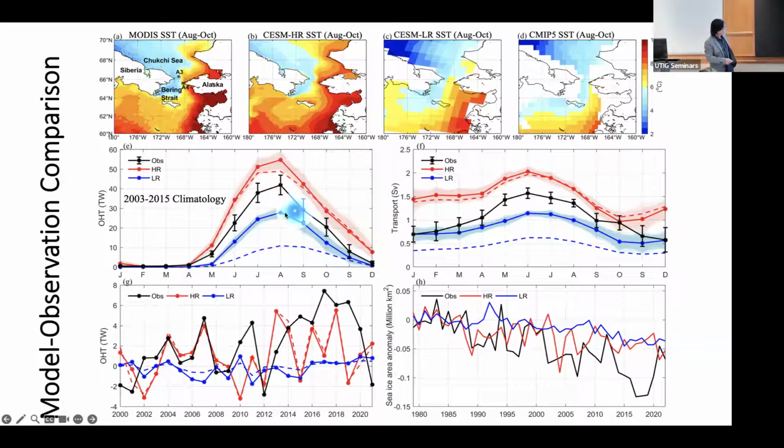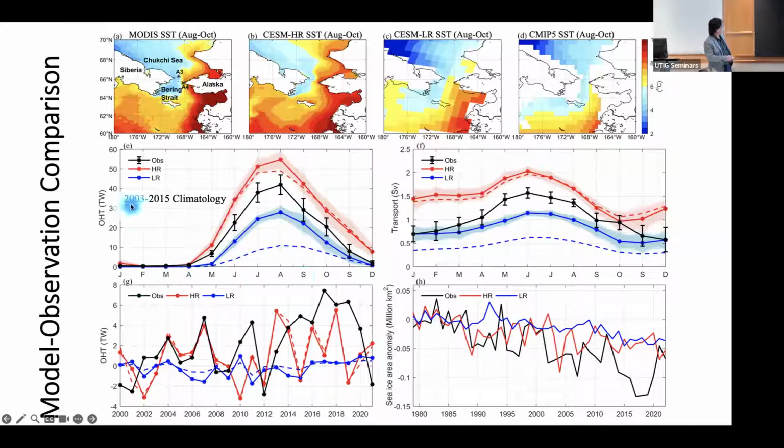So that's the estimate. And you can see overall, the high resolution model is slightly overestimating the observed heat transport, and the low resolution model, depending on which method you use, looks like it substantially underestimates heat transport, right? And this is the flow transport in Sverdrups. Again, the high resolution model may be overestimating, and the low resolution model is definitely underestimating that. And this is the heat transport anomaly, the climatology as a function of calendar months.